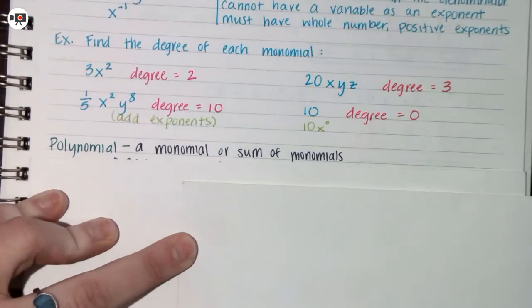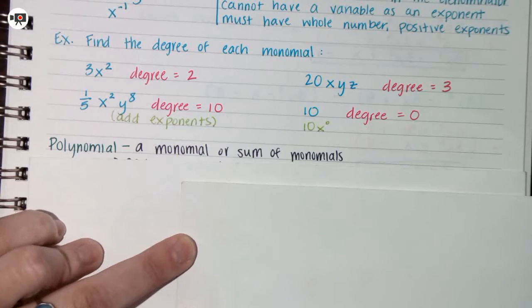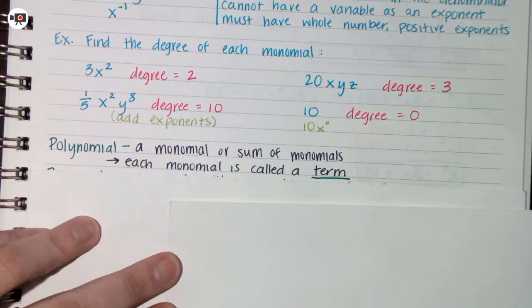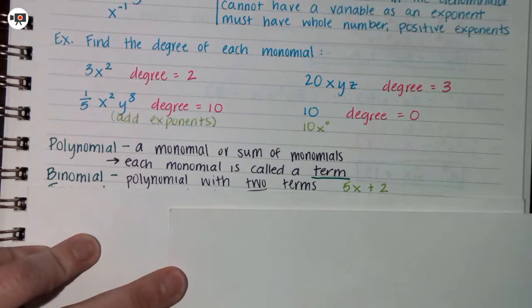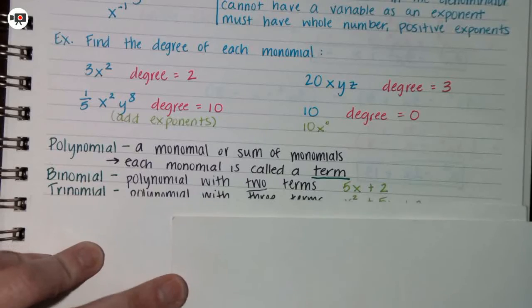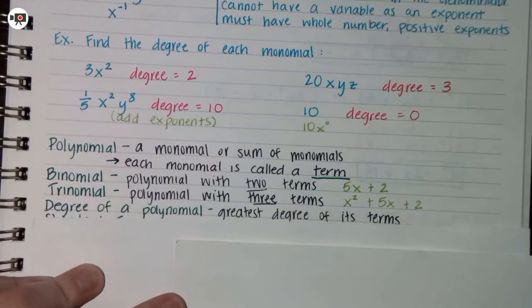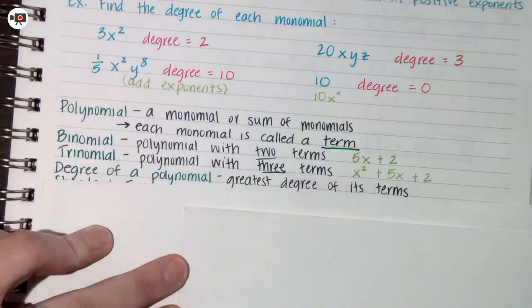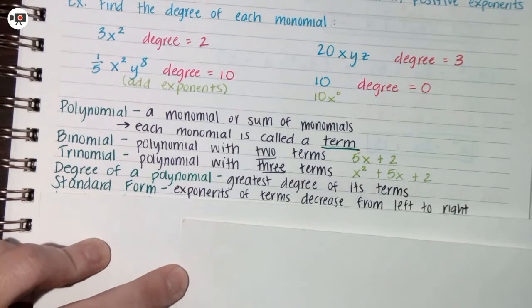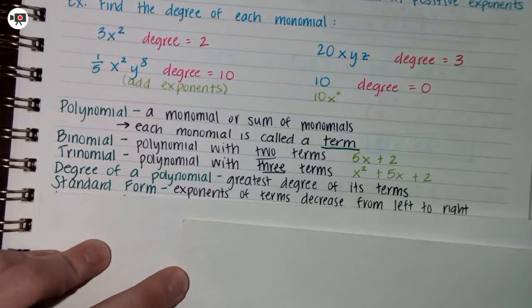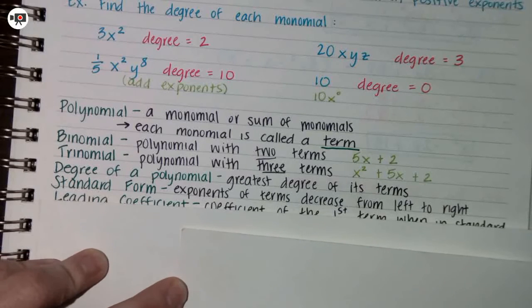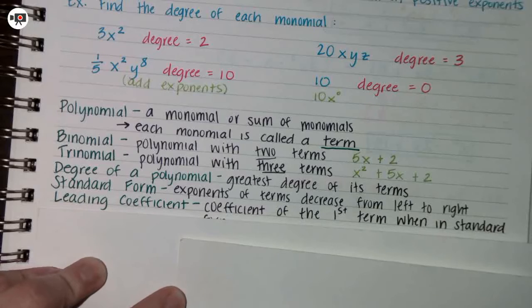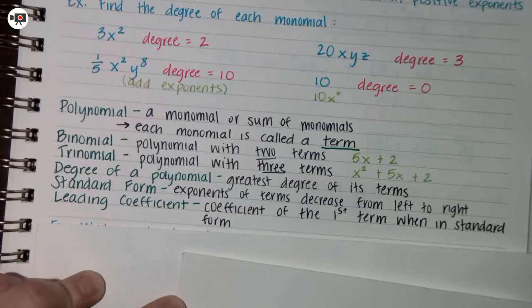Now, a polynomial is a monomial or a sum of monomials. Each monomial is called a term. They are separated by adding or subtracting. A binomial is a polynomial with 2 terms. A trinomial has 3 terms. And the degree of a polynomial is the greatest degree of its terms. If they are written in standard form, that means the exponents of the terms decrease from left to right. And a leading coefficient is the coefficient of the first term when that is in standard form.